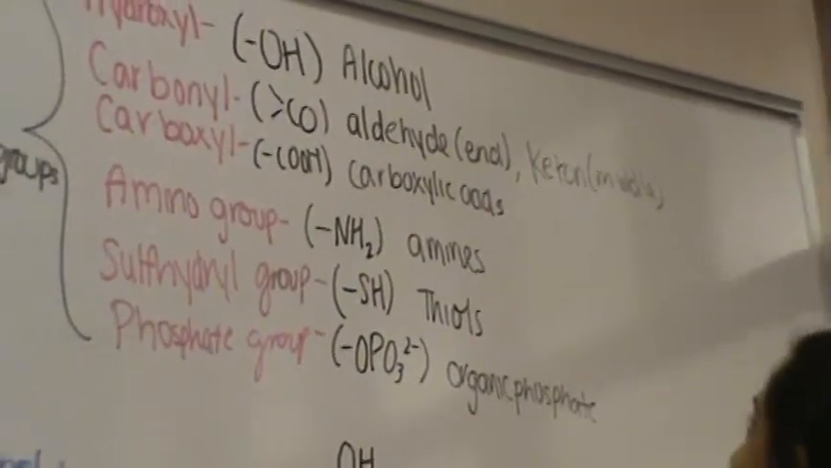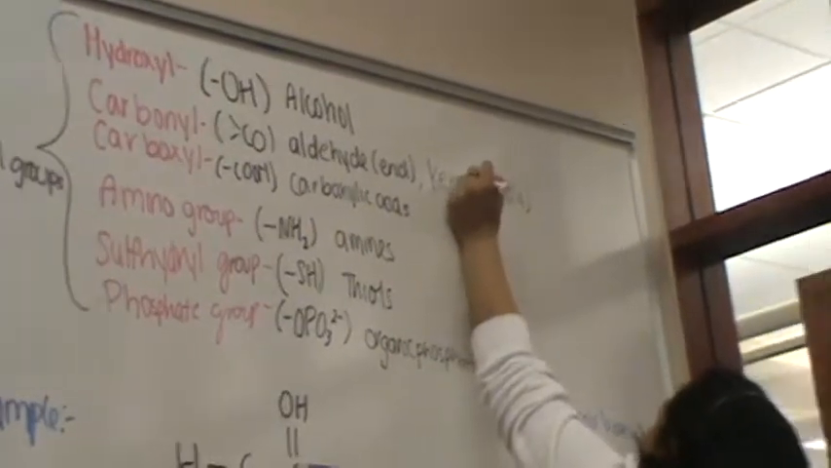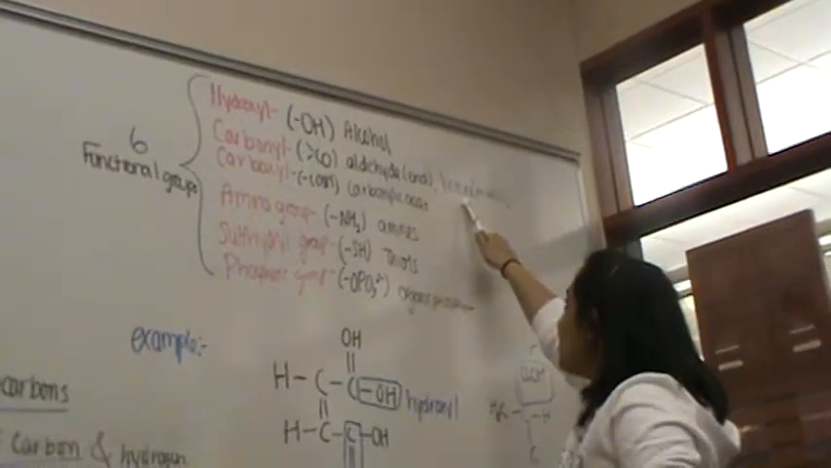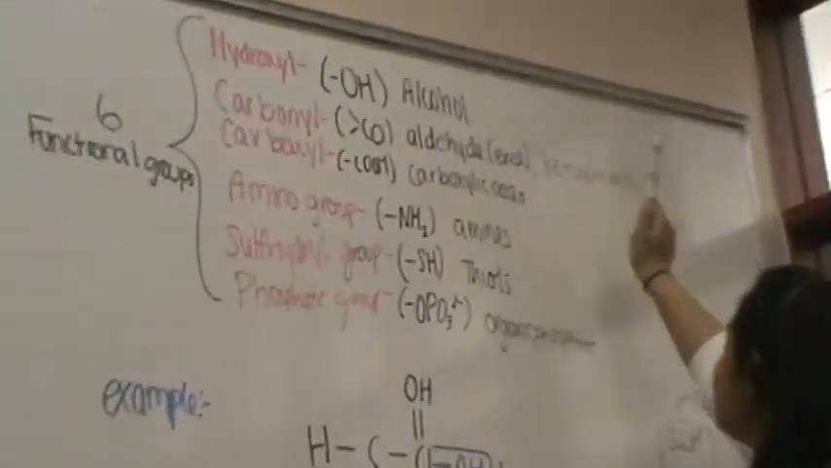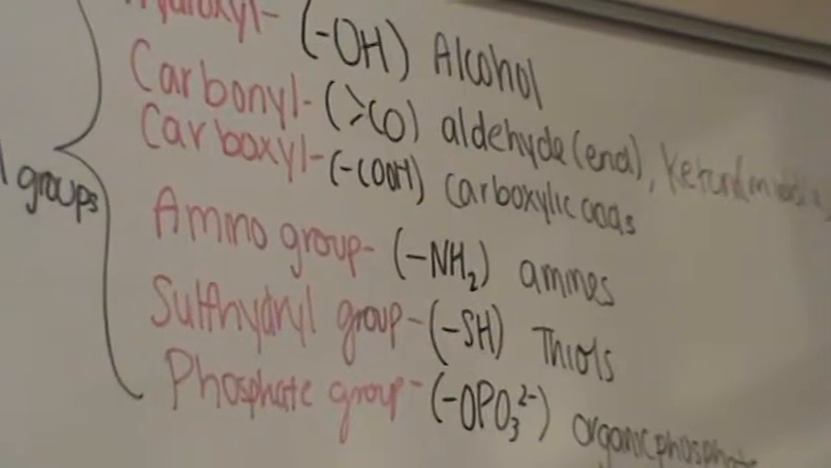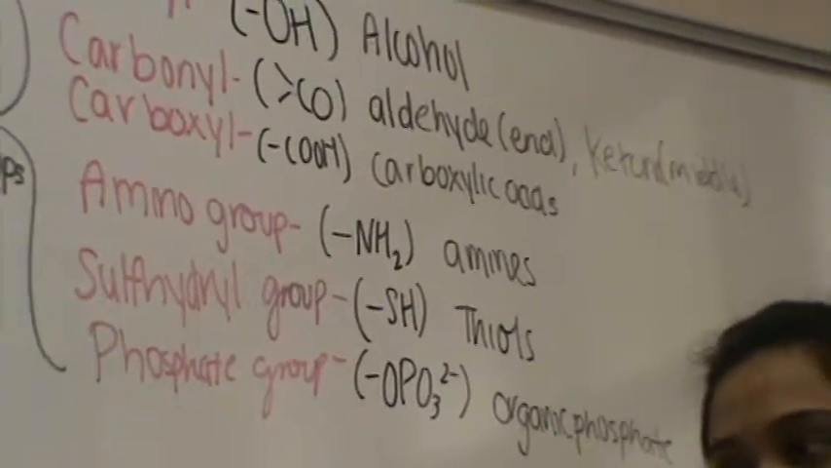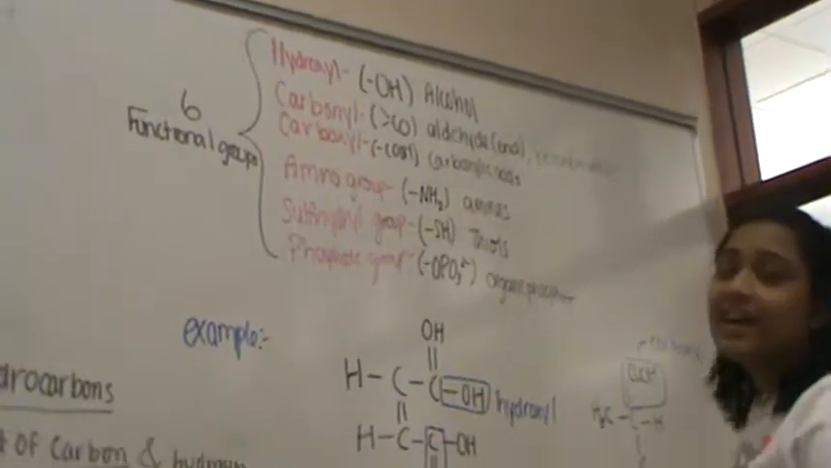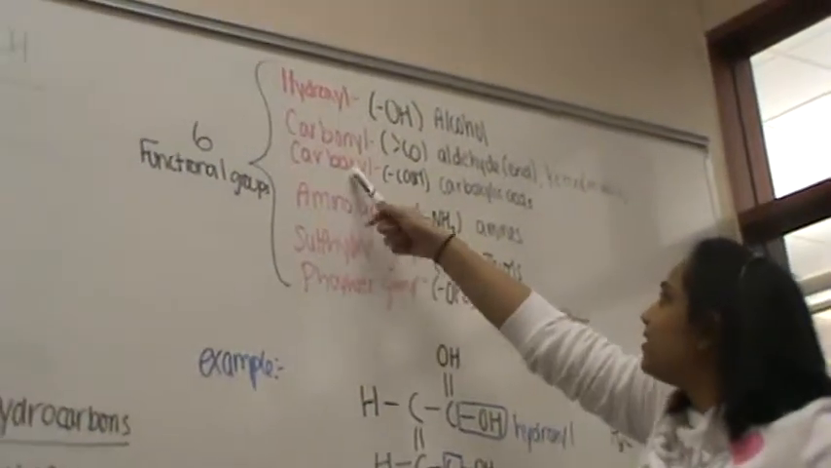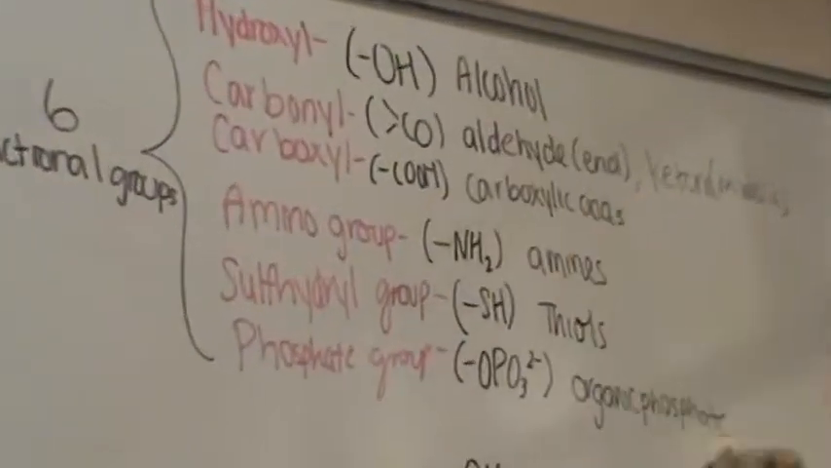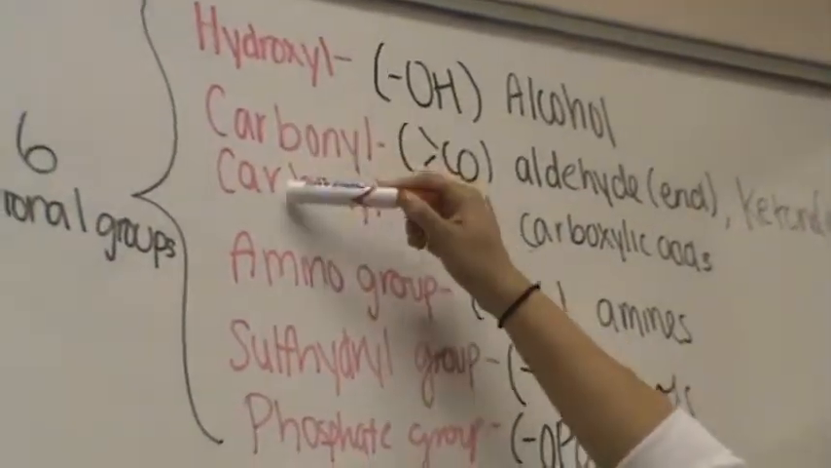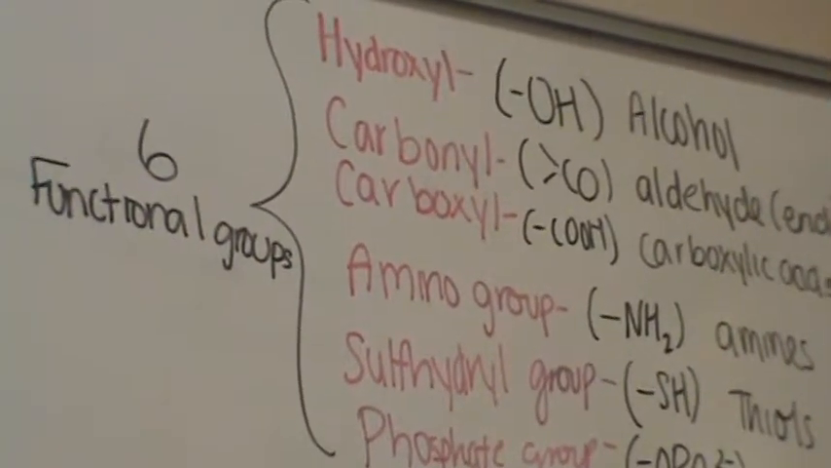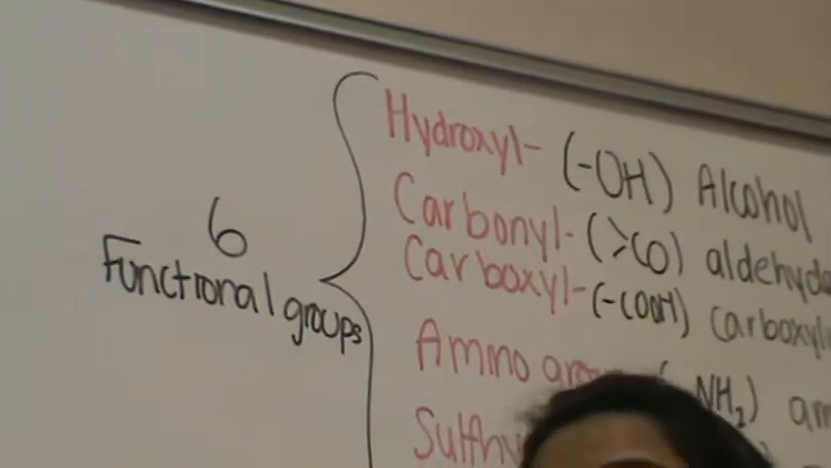And this is ketone. Ketones are in the middle, so it's a double oxygen bond in the middle. And they're ketones because you put the key in the middle hole and you turn it. I like science. Carboxyl groups are a combination of the 2. That's how you remember that, because it's like carbonyl and hydroxyl, and they're carboxylic acids.